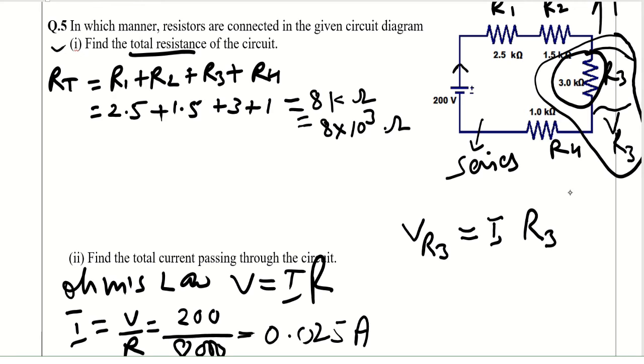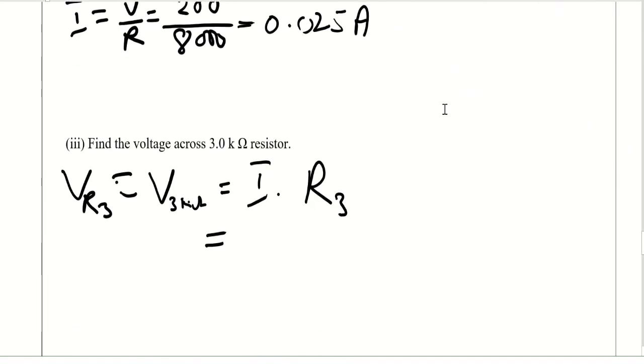So in this circuit, the current passing is 0.025 ampere. This current is coming from this source, and the same current is passing from here, and the same current is passing from here. So this is the rule of the series circuit. How much current is coming from the source, the same current will come here, here, and here. So the current is uniform, constant in the series circuit.